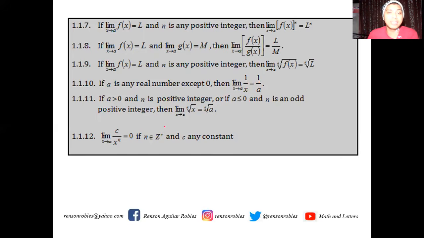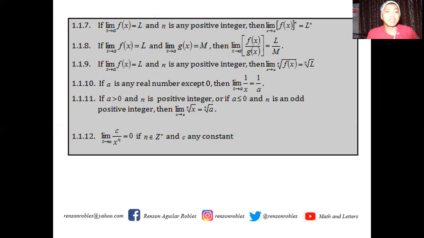And 1.1.11 states that the limit of the nth root of x as x approaches a is equal to the nth root of a. And 1.1.12, the limit of c over x raised to n as x approaches infinity is equal to 0, where n is a positive integer and c is any constant. So this is what you call limits at infinity. Infinity here represents a very, very large number.